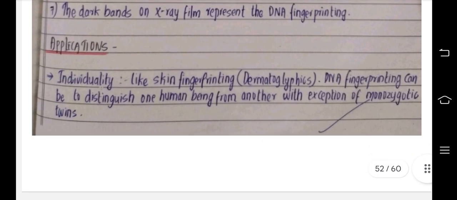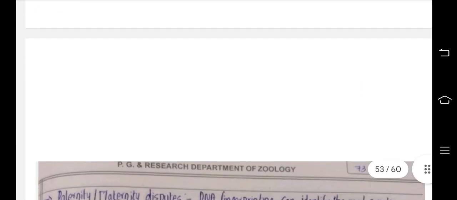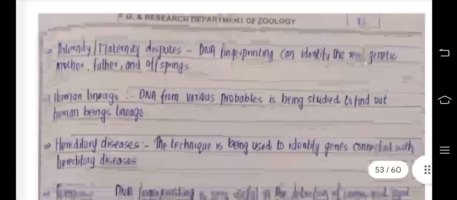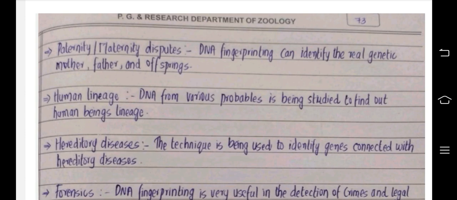Applications: individuality, like skin fingerprinting, like dermatoglyphics. DNA fingerprinting can distinguish one human being from another, with the exception of monozygotic twins. Paternity or maternity disputes: DNA fingerprinting can identify the real genetic mother, father, and offspring.